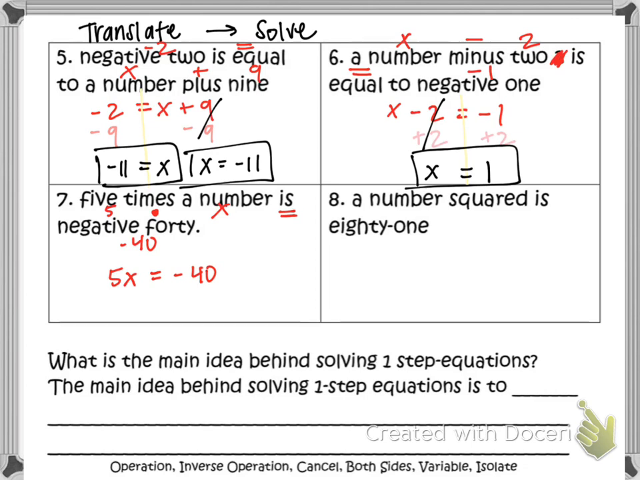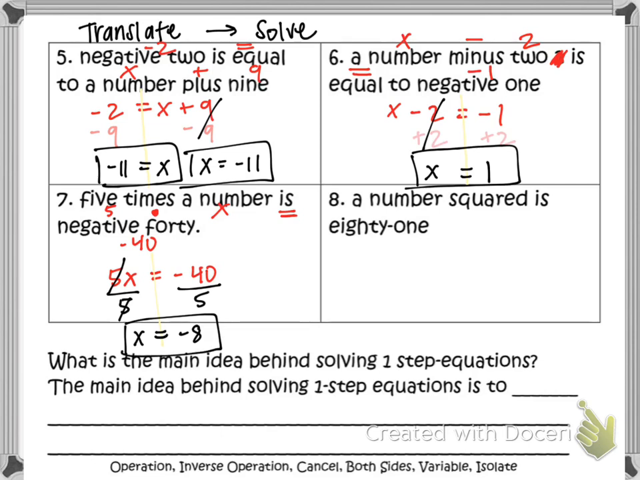To solve this equation, I see that to get x by itself, it's being multiplied with 5. So the opposite of multiplication is division. Whatever I do to one side, do to the other. I know that the 5's cancel, which leaves me with -40 divided by 5, which is -8.